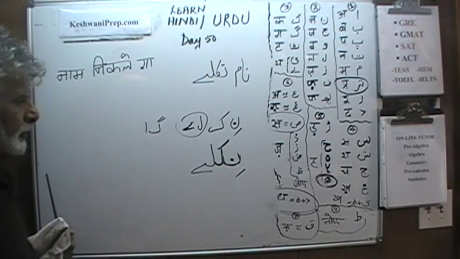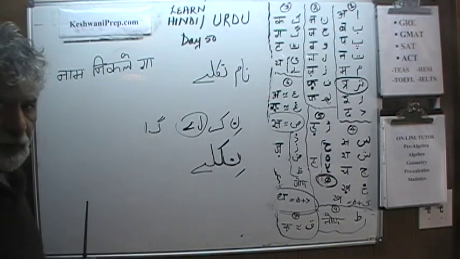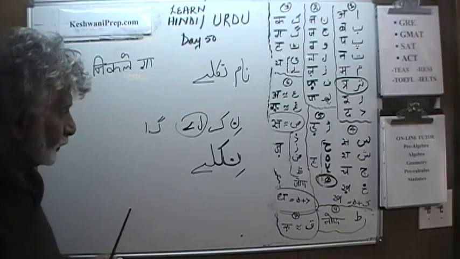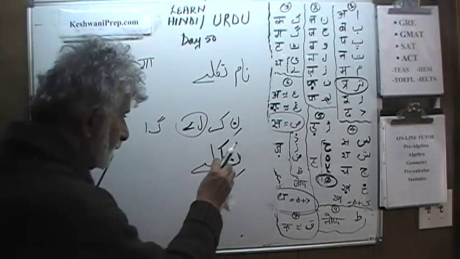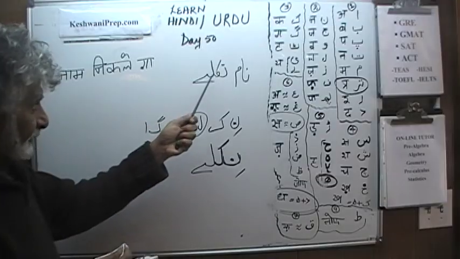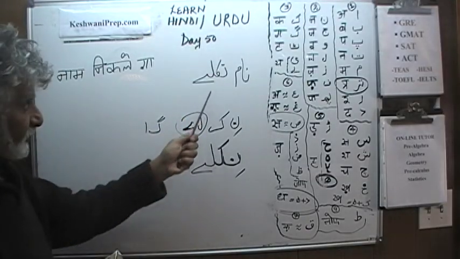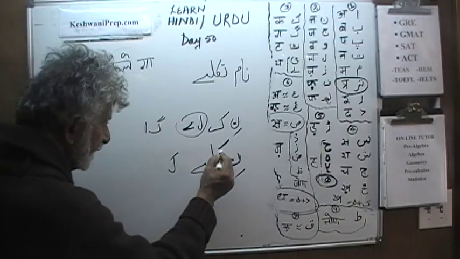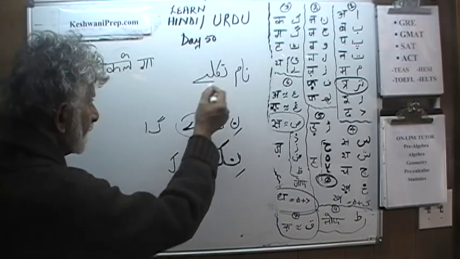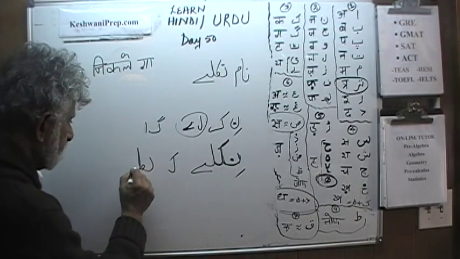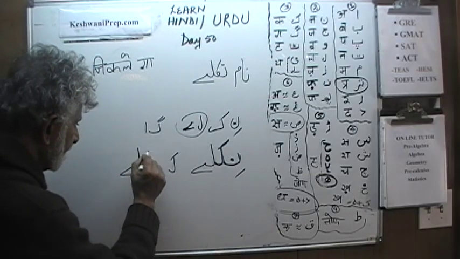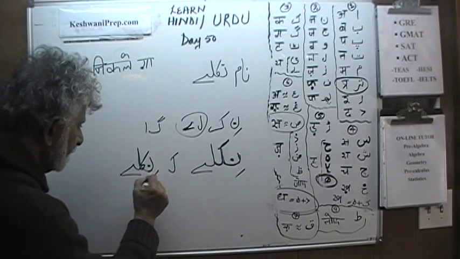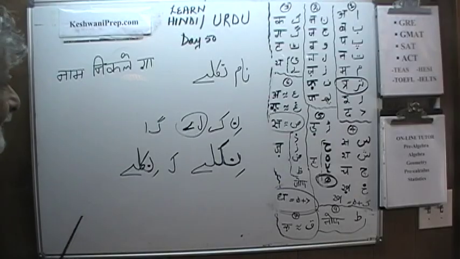Now, I didn't mean to do it, but that's how it came out, and that's how it's written also. That's another ka. This is right and this is right. I'm not going to rewrite it, but that's what it is. You can write your ka just like the way I did it here, or you can write it like that. That's a ka. This part is ka. This is a na, nikle. Naam niklega.